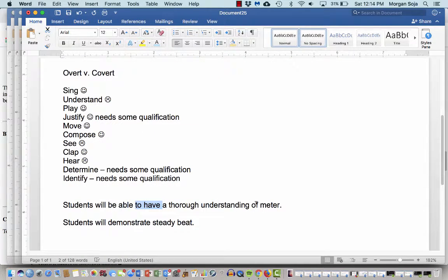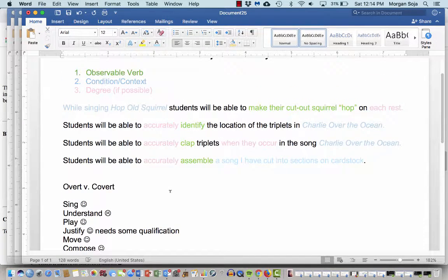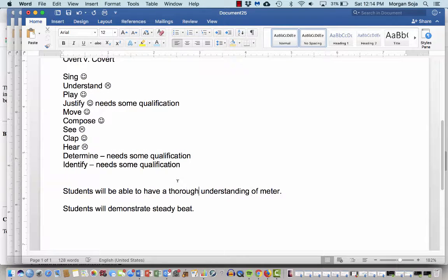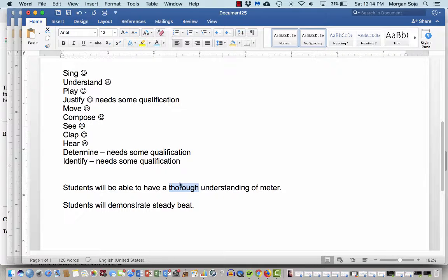It doesn't even have a condition or a context. It's like, okay, I know they need to understand meter, but in what? What kind of meter? In reference to what thing? That doesn't tell me anything about observable verb or condition or context. And then thorough, well, okay, that's a degree, but is it a really definable degree? We don't know. Not really. So this is not a great objective. If you send this to me, I'm going to be like, yeah, I need to know a lot more. That's like a goal more than it is an objective.